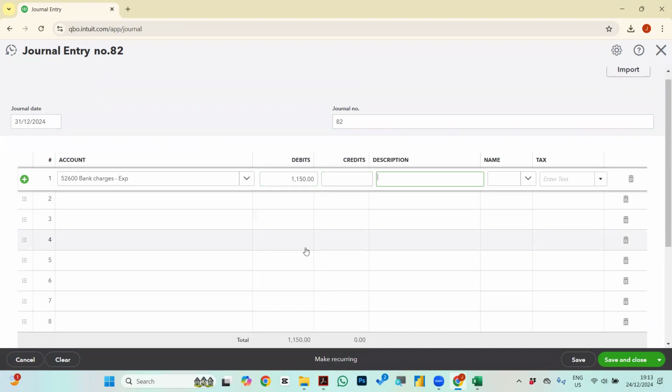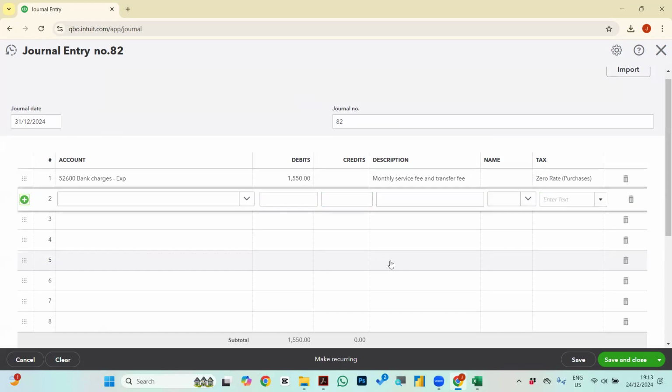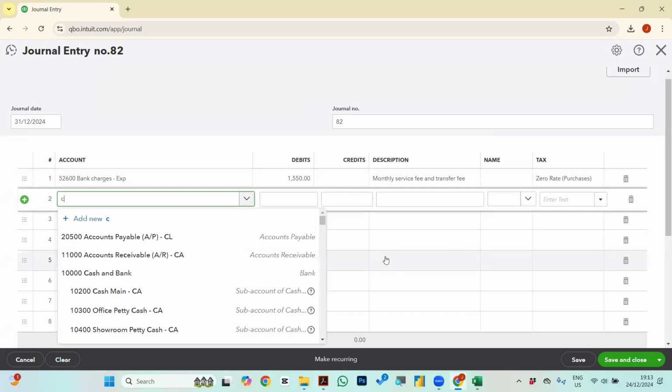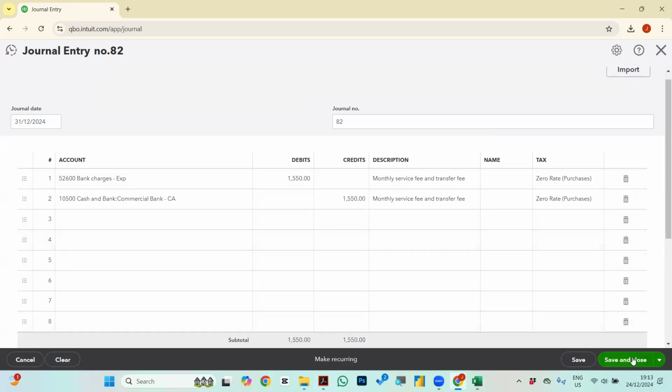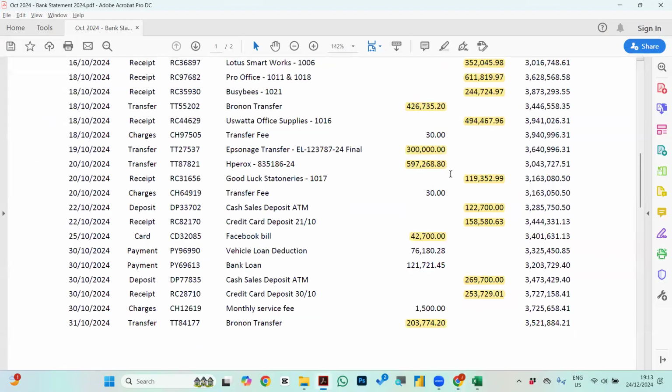Here it's going to be monthly service fee and transfer fee, altogether 1,100. Sorry, 1,650. Yeah, 1,500 and 150. Okay, zero tax. If there is tax, you have to include it. And then I'm going to say from commercial bank only, we made this out. Now it's going to be 0. All right, so save and close. Okay, we have now recorded all the bank charges.